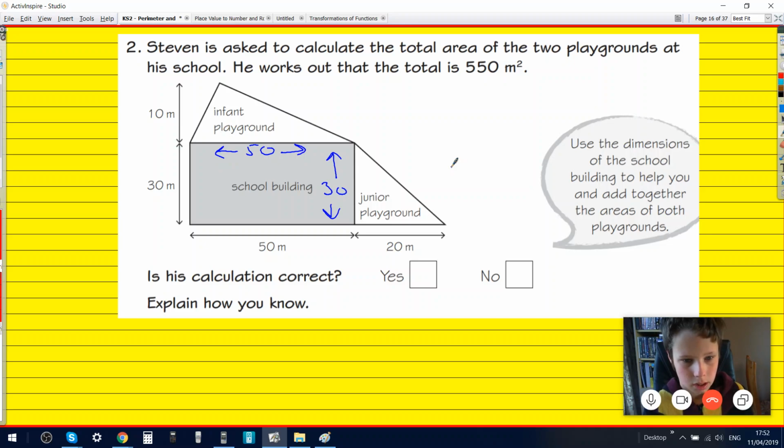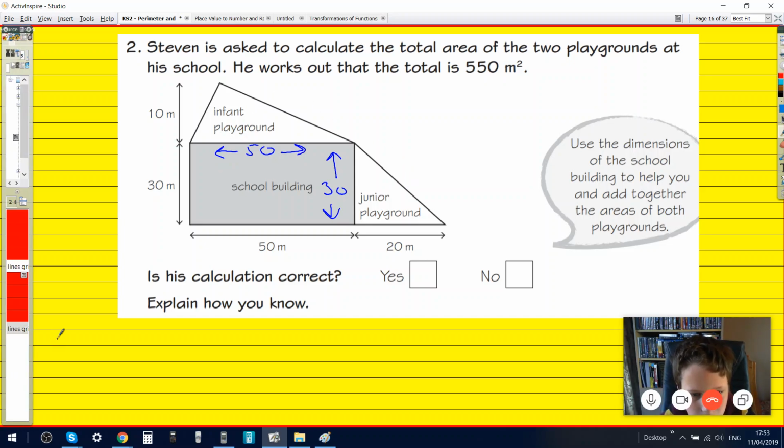So the total of the two playgrounds. I think we have nearly all of the calculations. I can see two places where we don't have them yet. Although for the height of the junior playground, hang on, I'm really getting confused now. So just find the area of the top triangle. Find the area of the bottom triangle.